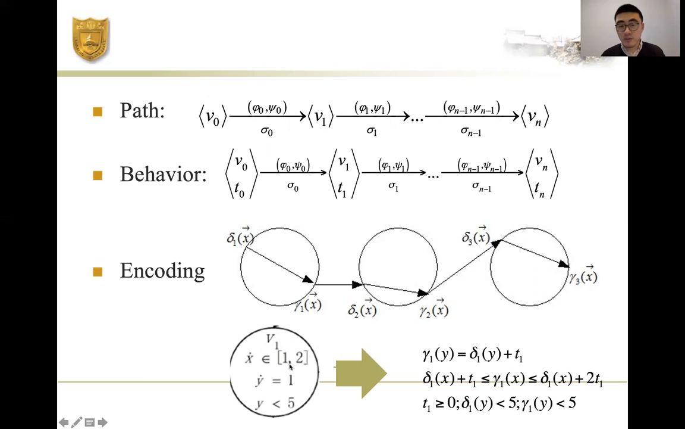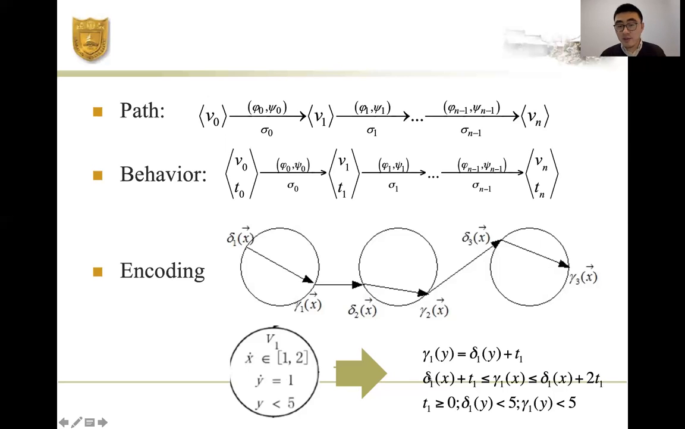And for each location, like V1, say we have some differential equations: dx/dt in the range from 1 to 2, and dy/dt is equal to 1, and the invariant is y smaller than 5. We can build constraints to make all the invariants and the transition guards be satisfied. Say gamma 1y equals delta 1y plus t1, because dy/dt equals 1, right? As we stay there for t1.